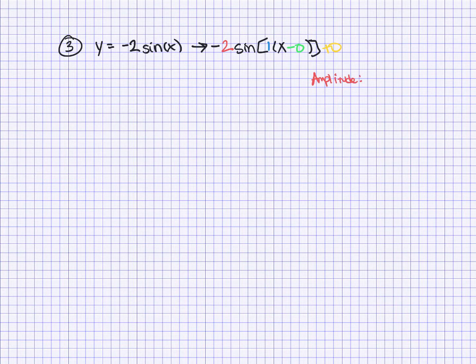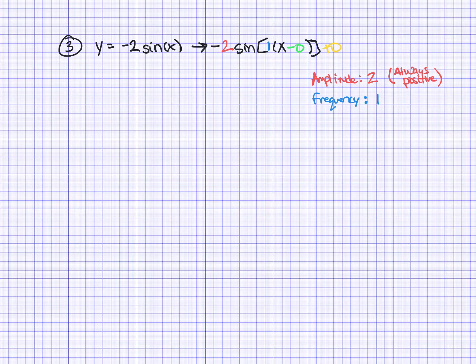So as we go through and find all of our features, our amplitude in this case is going to be 2. Remember, your amplitude is a distance, so it's always positive. We'll come back to that negative out in front, but our amplitude is just 2. Our frequency is 1.